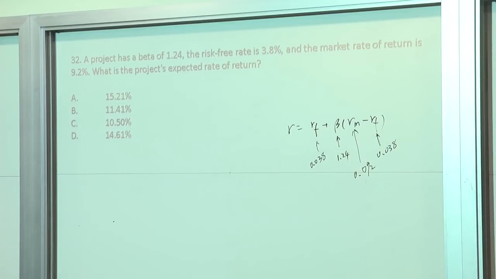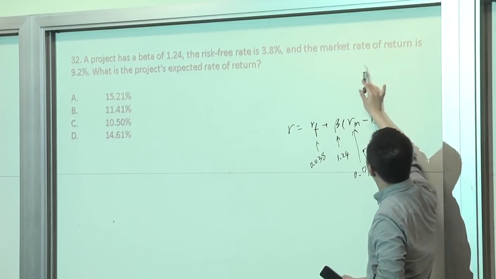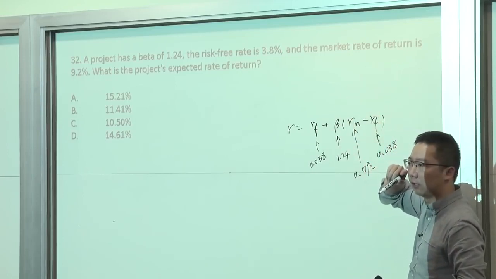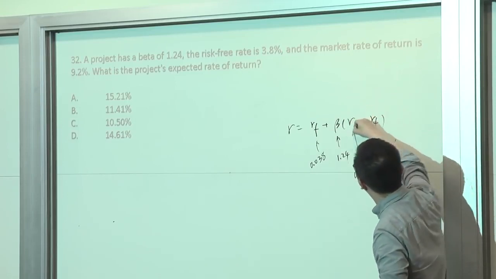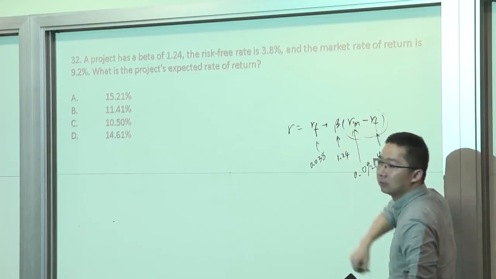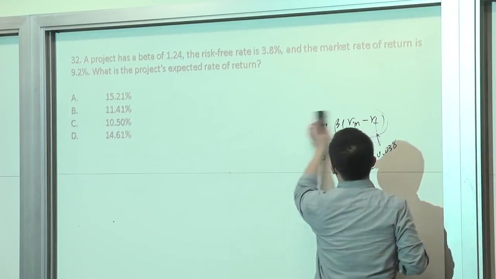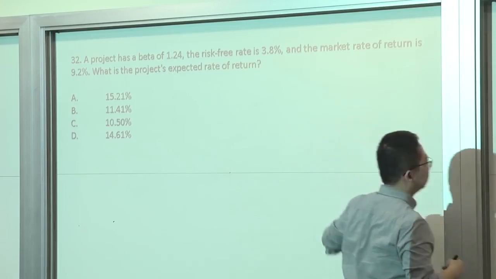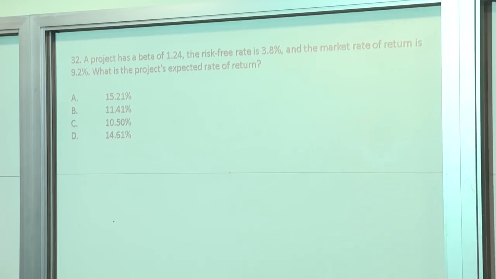So just be careful when you're reading the question. Market rate of return is not market risk premium. If it's market risk premium, we are talking about this whole thing, RM minus RF. But market rate of return is just RM.